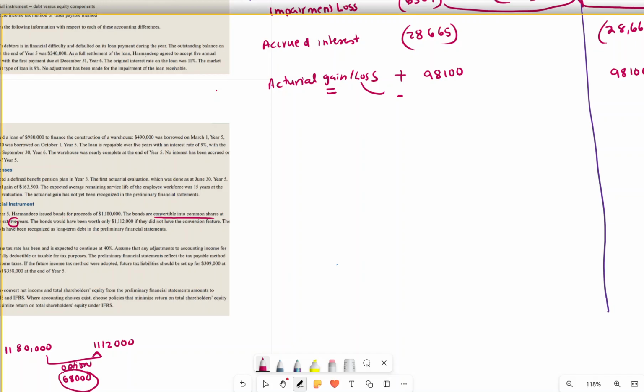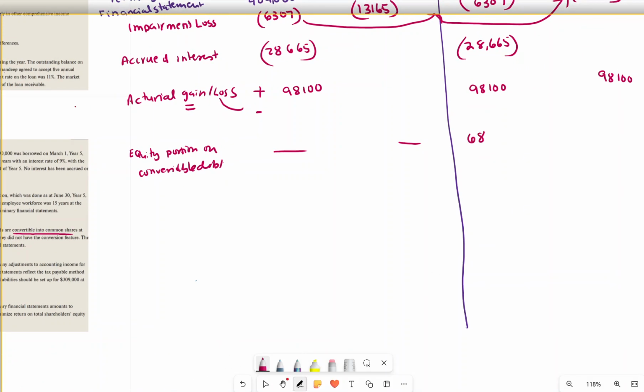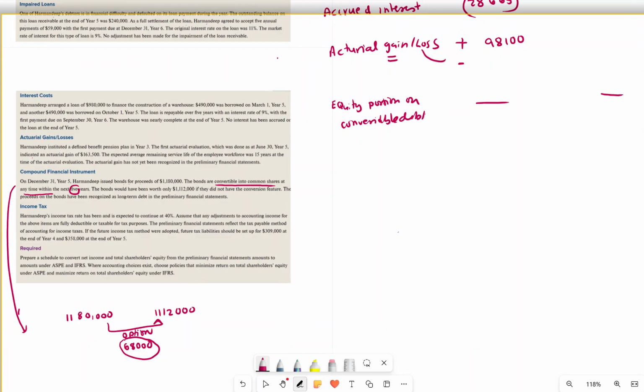And when we adjust it, we are only going to adjust my equity. So we say equity portion of the convertibles. There's no impact on my net income, but there's an impact of 68,000, and that will be an increase of 68,000. Let's go further and see what we could do next with our income tax.